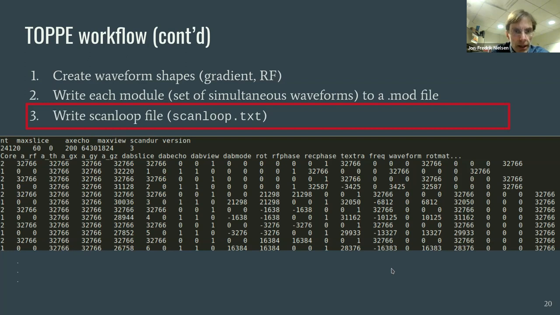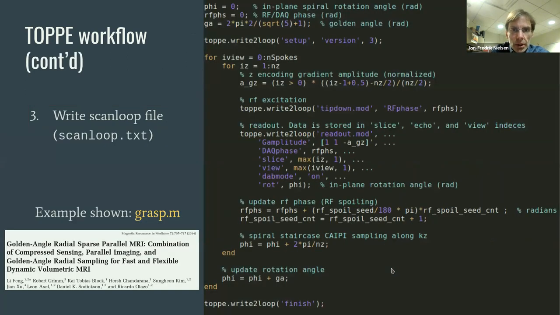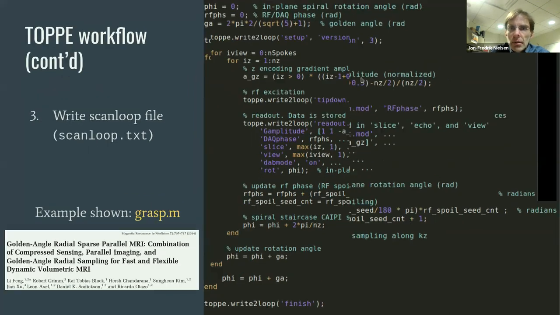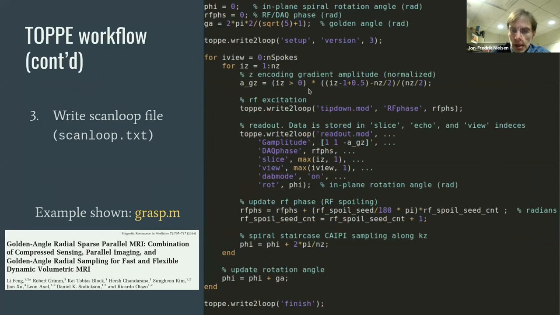And then you don't do that by hand. You would call this write to loop function. So here's, let's see if I can move my zoom bar here. So let's see. Yeah, so here's an example of code for writing a scanloop.txt file for this golden angle radial sparse parallel MRI sequence. So that's described in this paper.